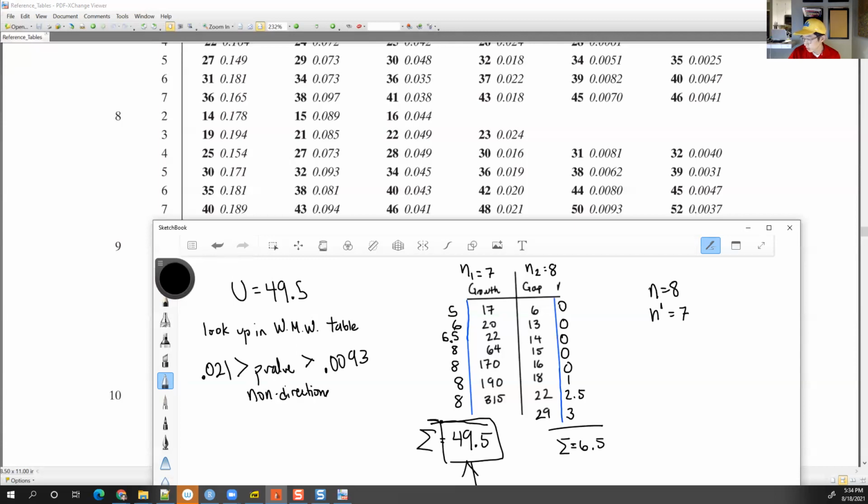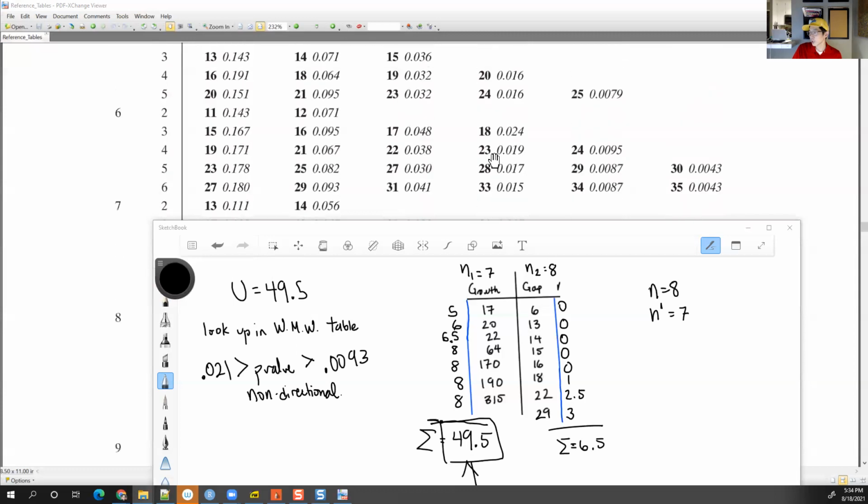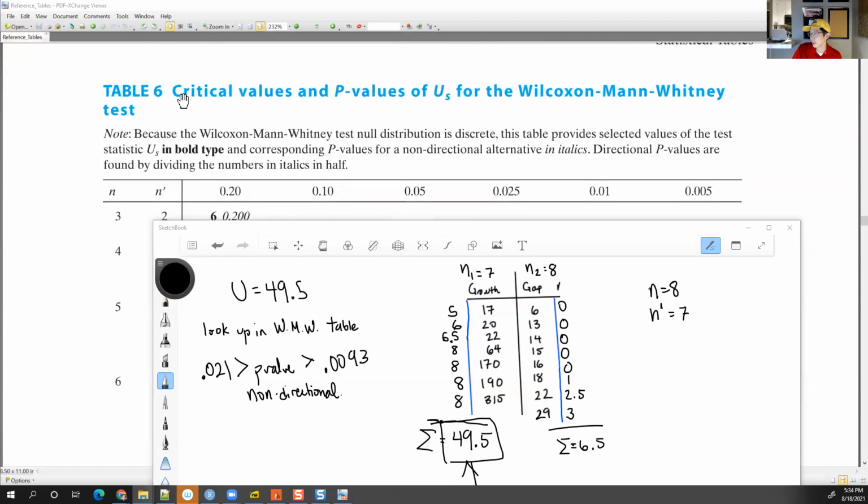So we didn't actually specify whether we're using a directional or a non-directional alternative. If we just said, is there a difference? We would have the non-directional p-value. Now, it's a little bit confusing, so always read the top of your table.